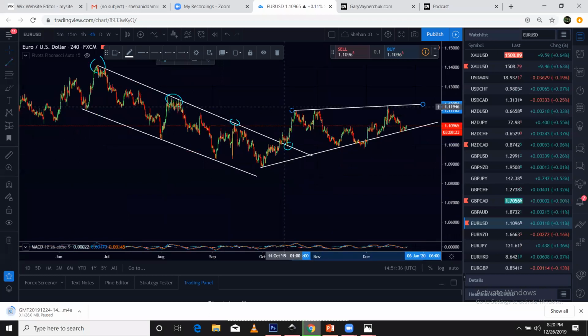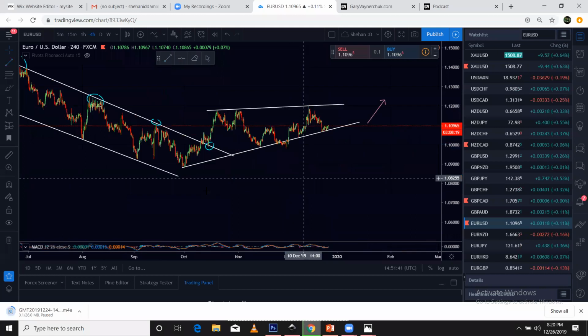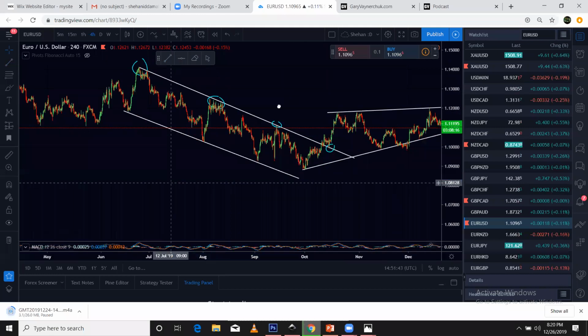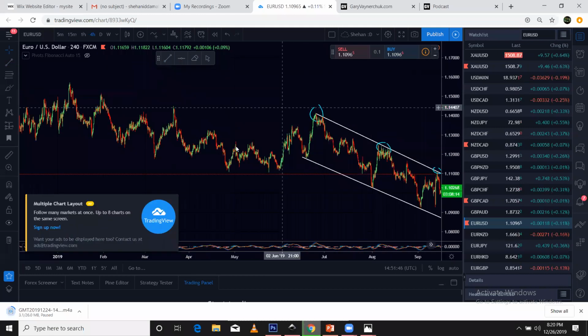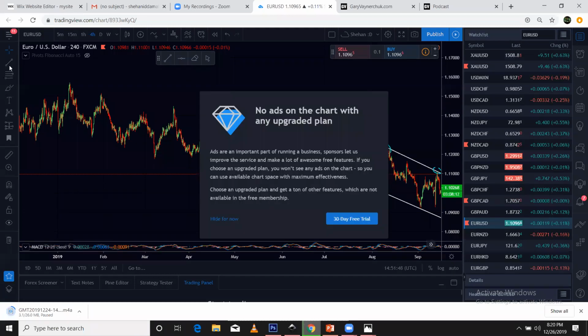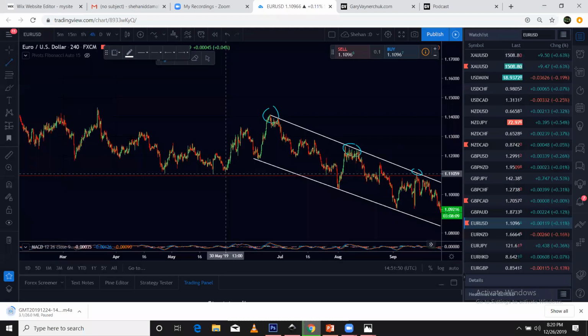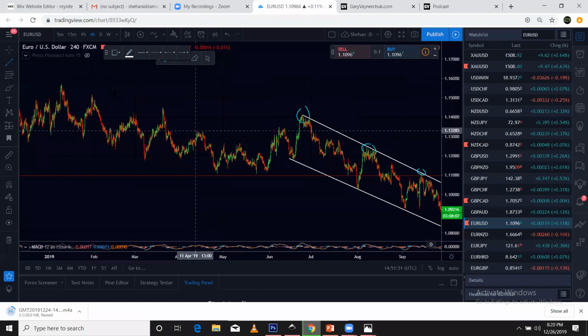I can draw a small one. A really small one I can draw. Okay. And what about here? Okay. And again we have another one, right? Starting from this downtrend.